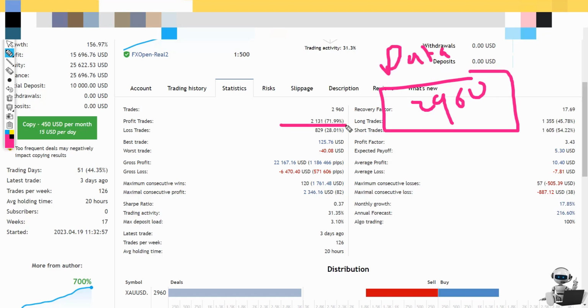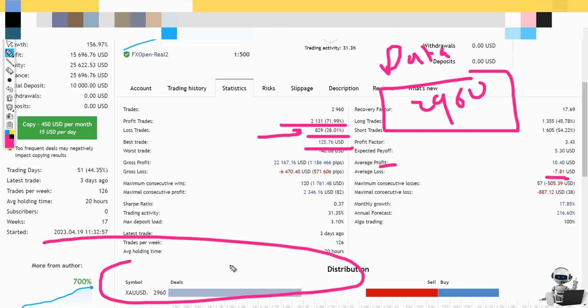Of course, however, it is true we have 2960 trades, and this is big data which you can analyze. 70% are profitable, 20% are losing trades. That means these are being recovered, and the best trade is better. You can see average profit is better than average losing. These are all great. I don't have any problem with that. And the deal, you can see it only works on gold.